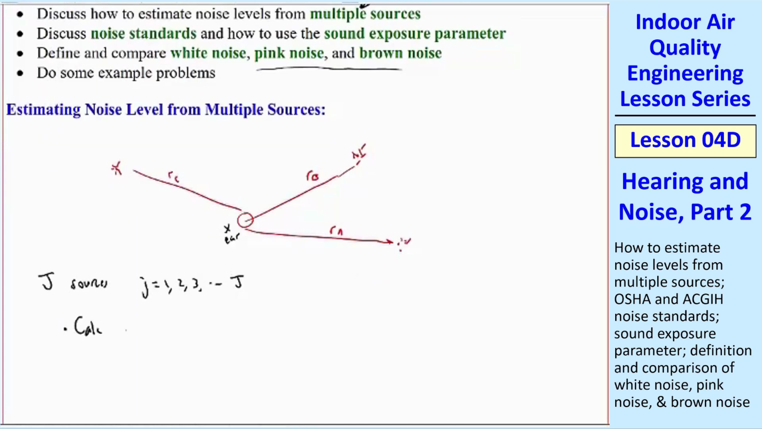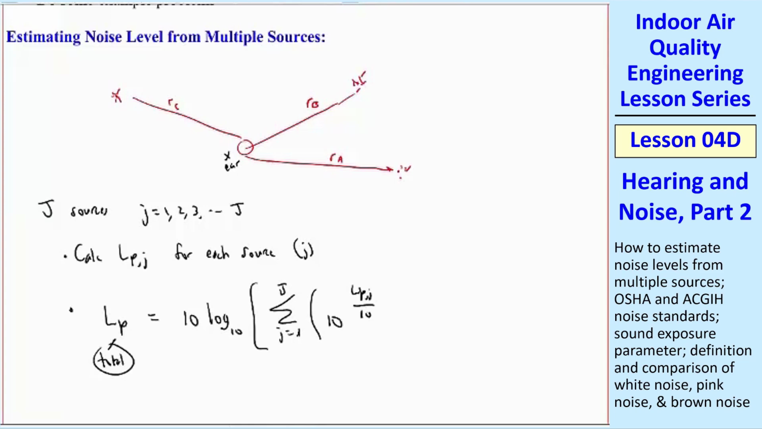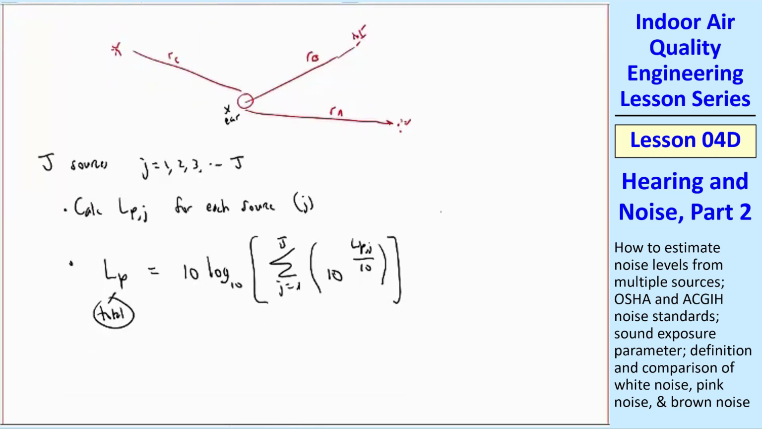Well, first you have to calculate LPJ, the sound pressure level, for each source. And then there's a cool little formula. LP, the total, what you hear from all of these noise sources, is 10 log 10, again this is log 10, not natural log, of the sum from j equal 1 to capital J. So we're going to sum over all of these. What's inside the sigma is 10 raised to the exponent LPJ over 10. Take each LPJ, divide by 10, use that as an exponent for 10. Then you sum those up, and then you take 10 log 10 of that when you're all done.